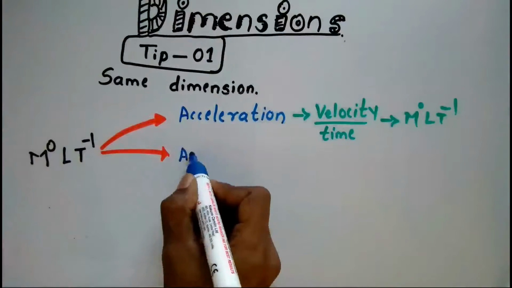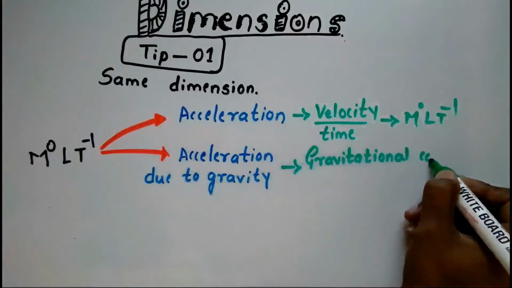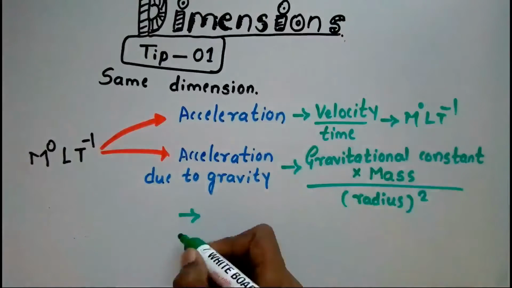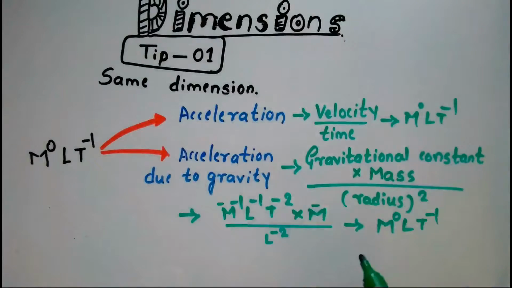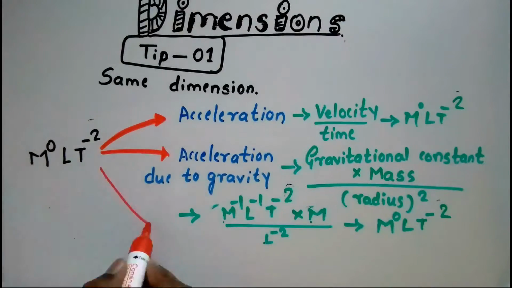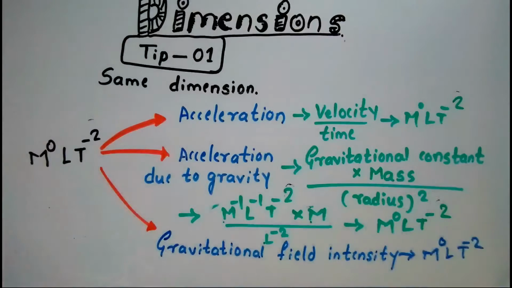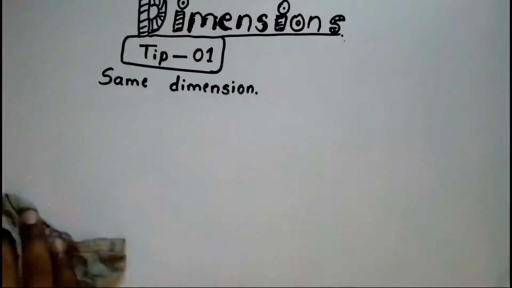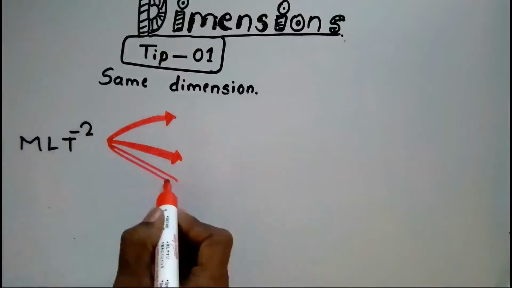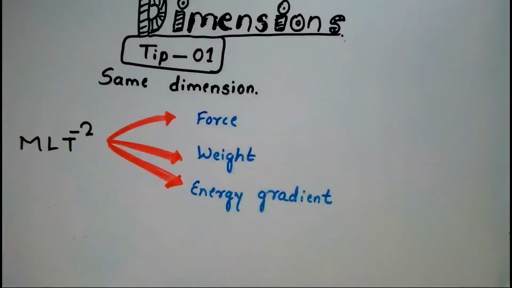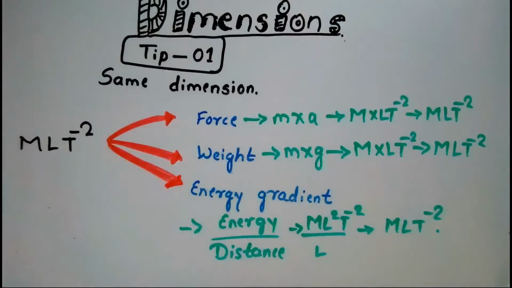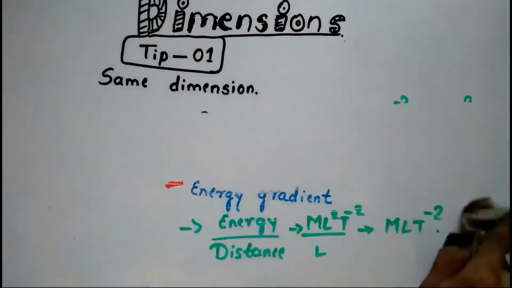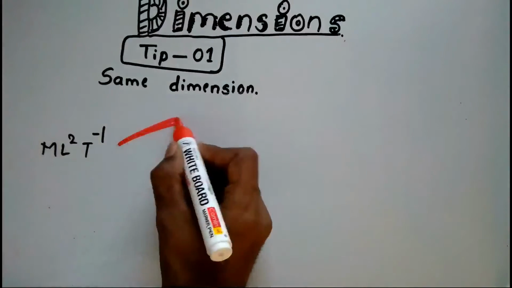L T^-1, sorry, there is some mistake here. For acceleration, that is L T^-2, acceleration is velocity by time, and acceleration due to gravity, that is GM divided by r square. G is nothing but the gravitational constant, and gravitational intensity is also measured in terms of acceleration. And M L T^-2, that is force, weight, and energy gradient. Energy gradient, here it is again energy divided by distance.